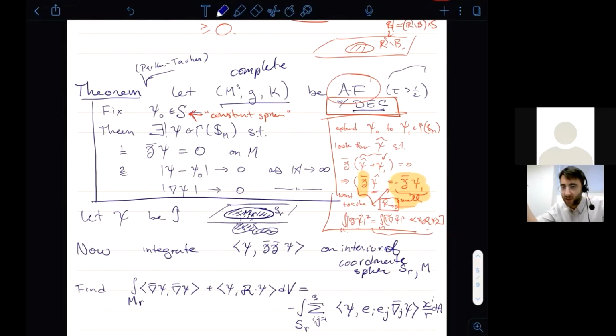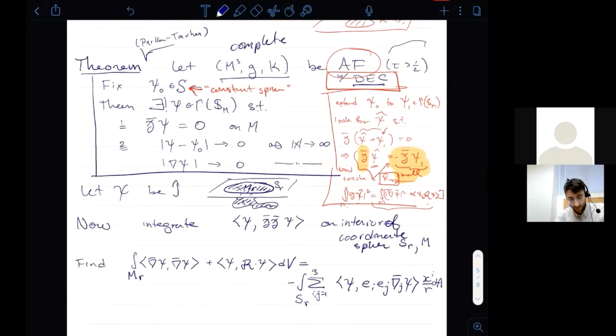It's well defined because spheres separate Euclidean space into one of two components. So it's the same thing here. Okay, so let's integrate over M_R, and then we'll see what the boundary term is when we integrate by parts. Then we'll take this S_R as R goes to infinity, and that will allow us to conclude the positive mass theorem.